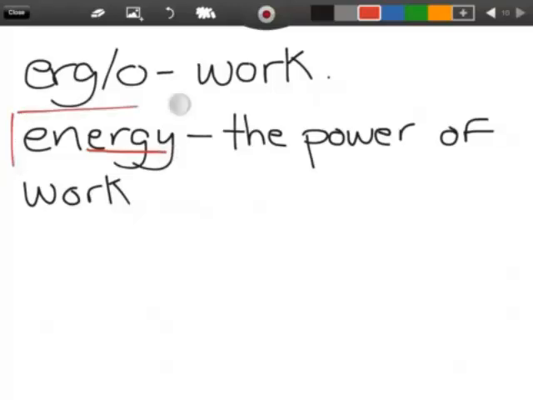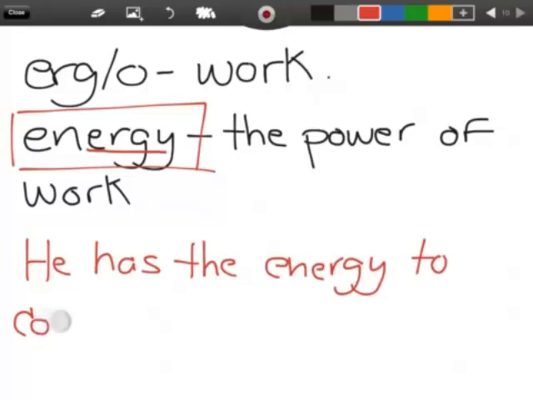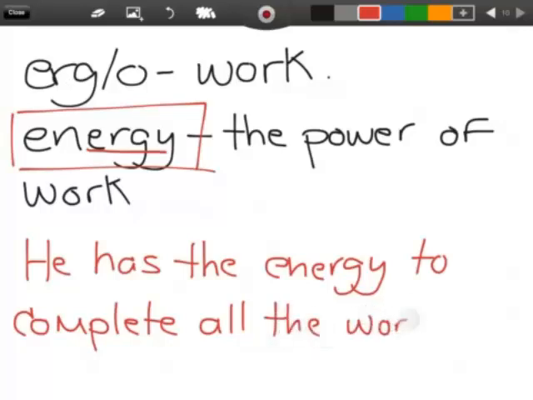And I'm going to use this word in an example. I'm going to say, he has the energy to complete all the work for today. I'm going to go ahead and read that to you guys. He has the energy to complete all the work for today.